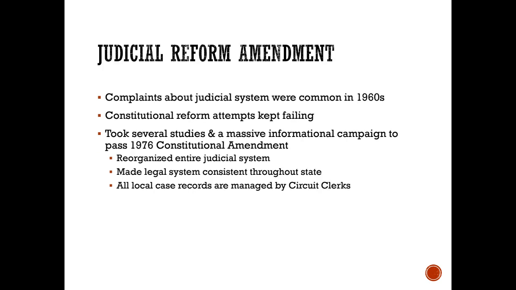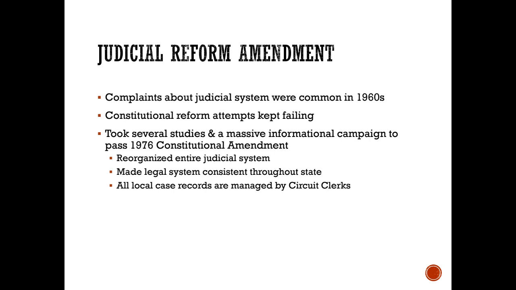But because of all these problems, by the 1960s, sorry, we're in the 1960s at this point, complaints were very common. But the constitutional reform just kept failing. They couldn't get it passed. So they eventually undertook a whole bunch of studies, and they asked people what they actually wanted from their judicial system. They studied what was actually happening in the judicial system, and they launched this massive informational campaign in the 1970s in order to get past a 1976 constitutional amendment.